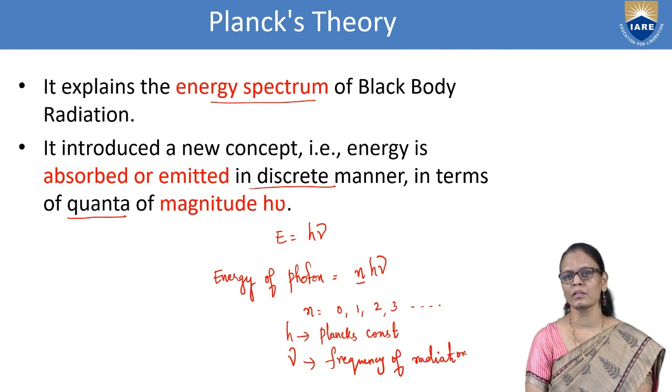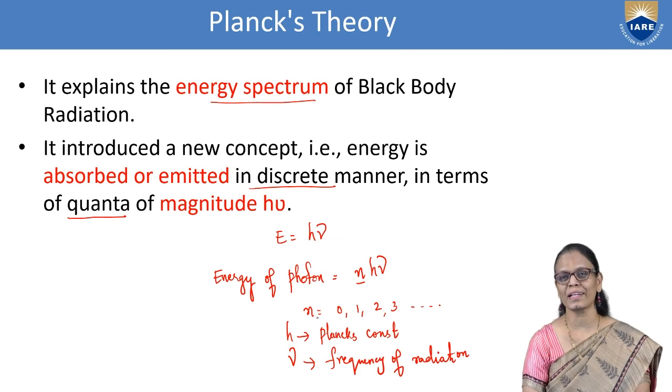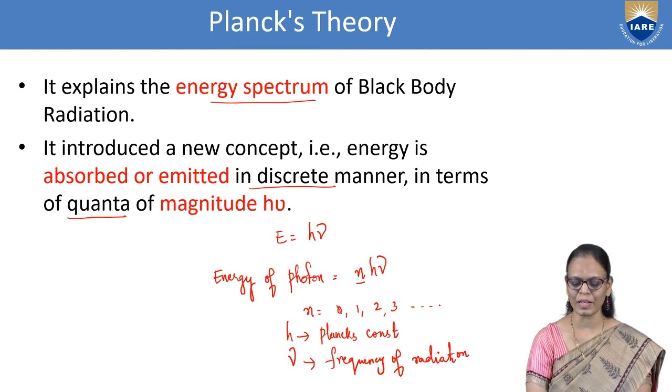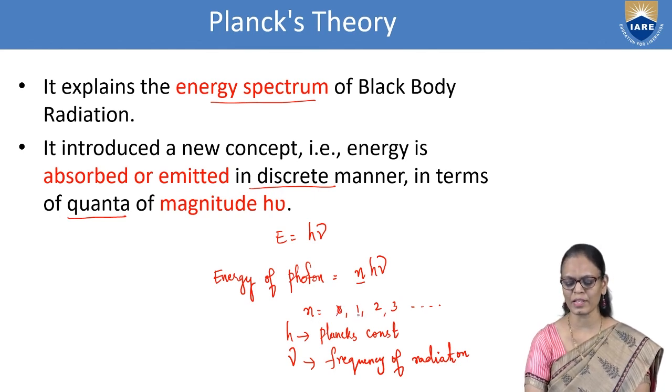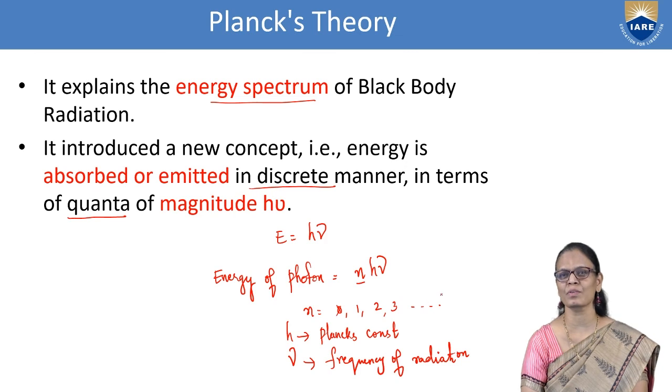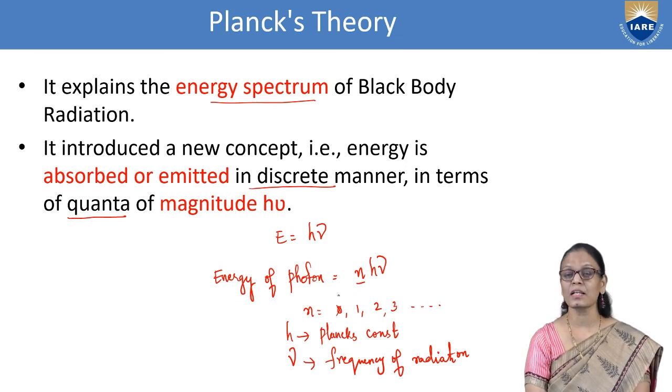So when the value of n is taken as discrete, either 0, 1, 2, 3 and so on, if it is 0 there is no energy emitted. So we may consider from 1, 2, 3 and so on. When it is discrete, the energy is also emitted in discrete packets, which we call quanta.